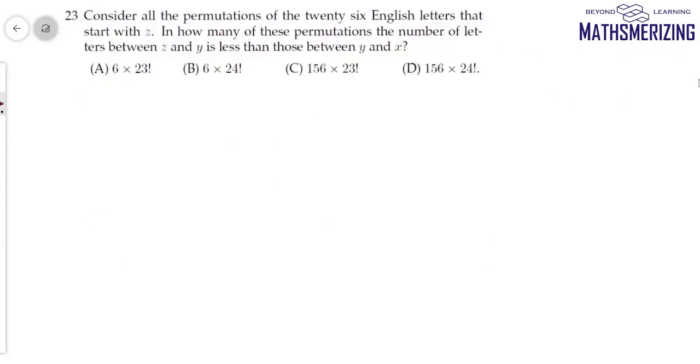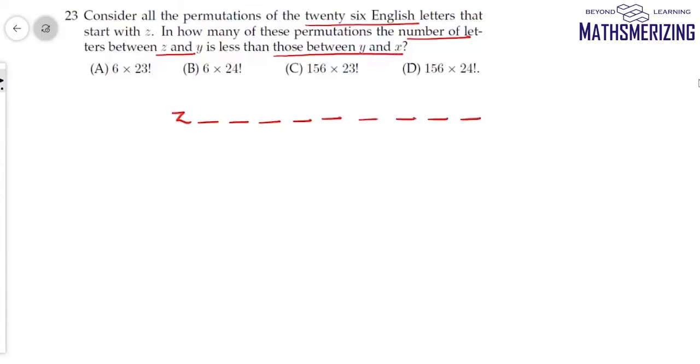Now question number 23, it's an interesting question. It says, consider all the permutations of 26 English letters that start with Z. So we have this Z, and then we have these 25 places. Now in these places, we have to arrange the remaining 25 letters in such a way that the number of letters between Y and Z must be less than the number of letters between Y and X.